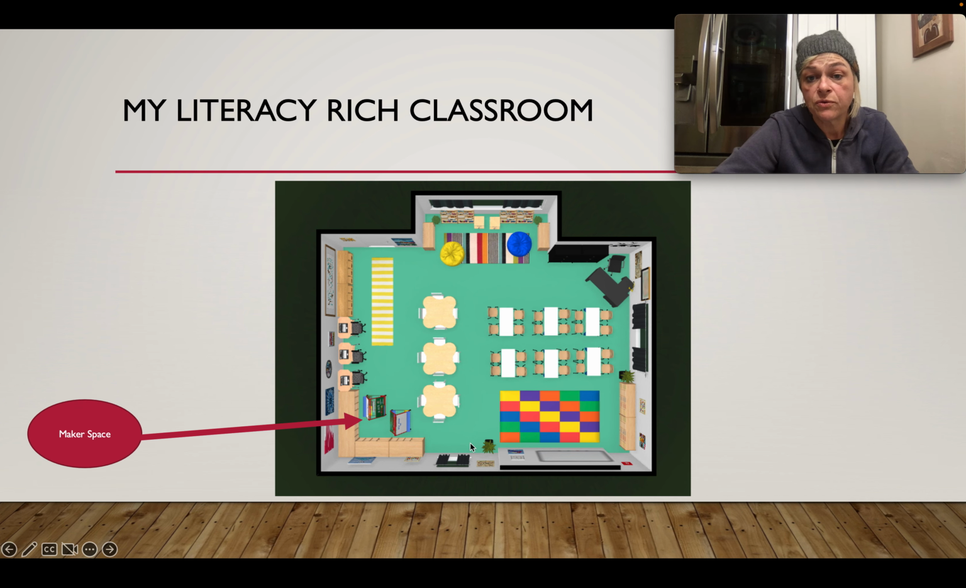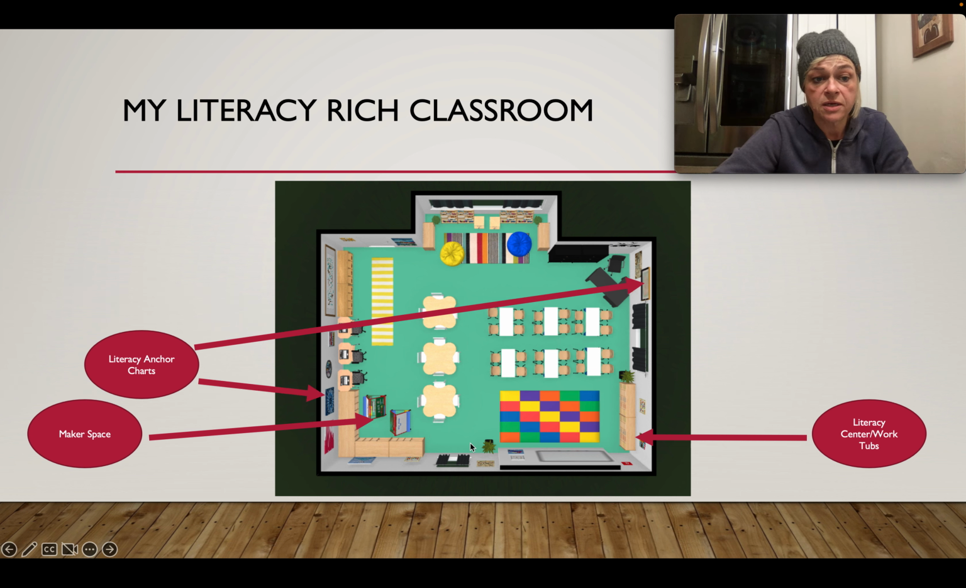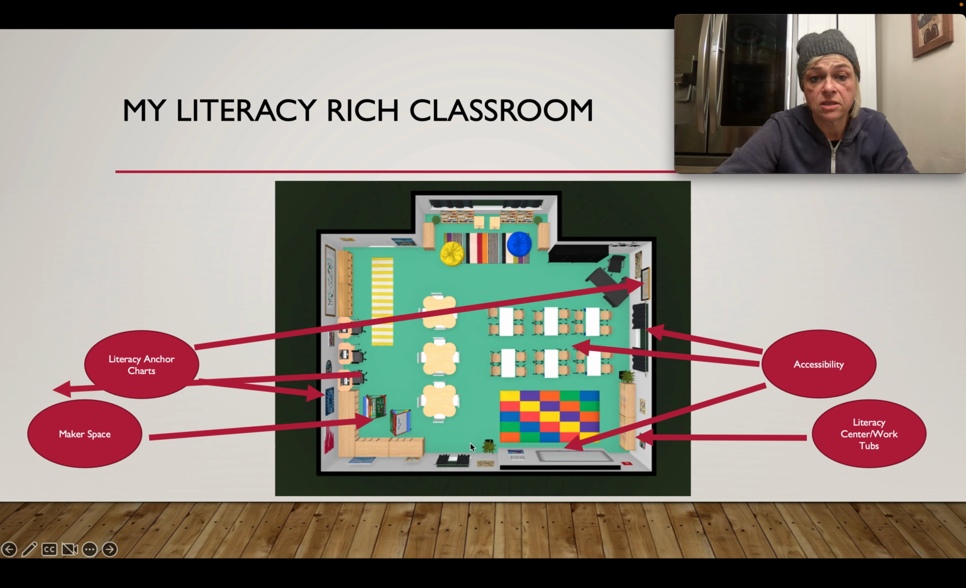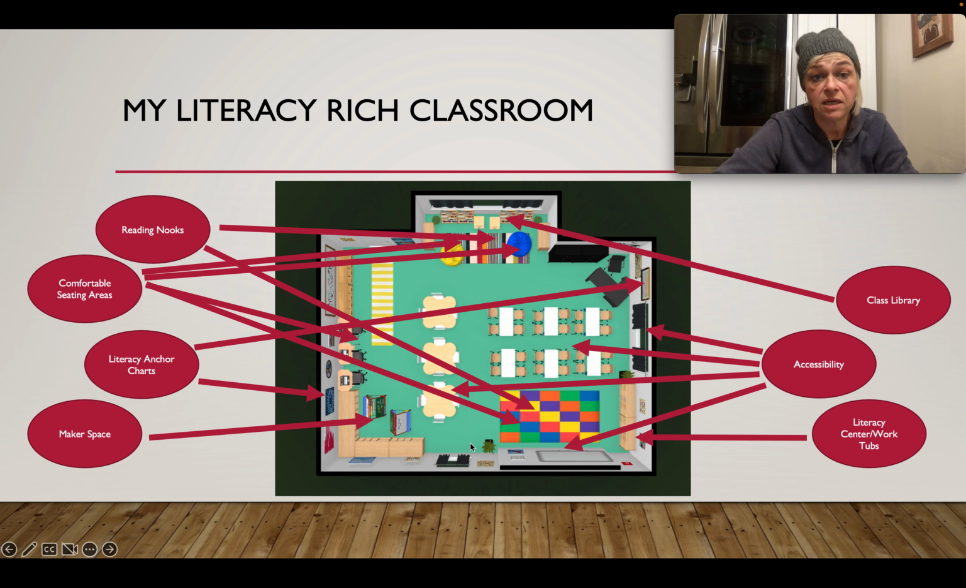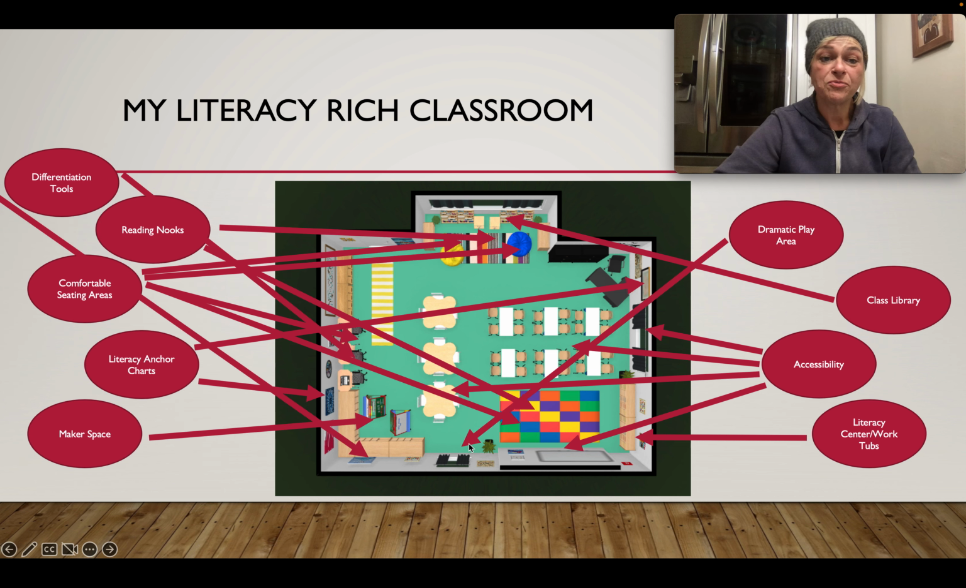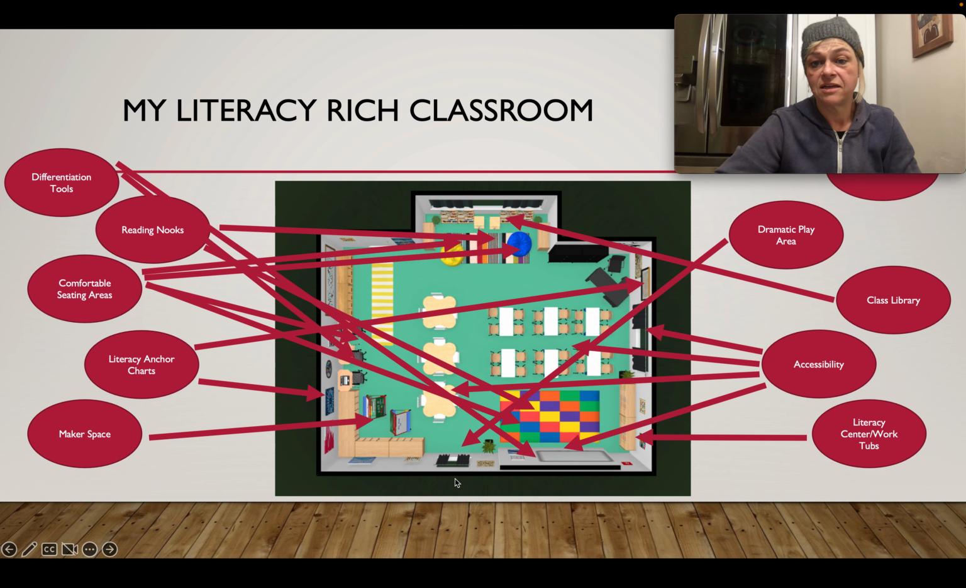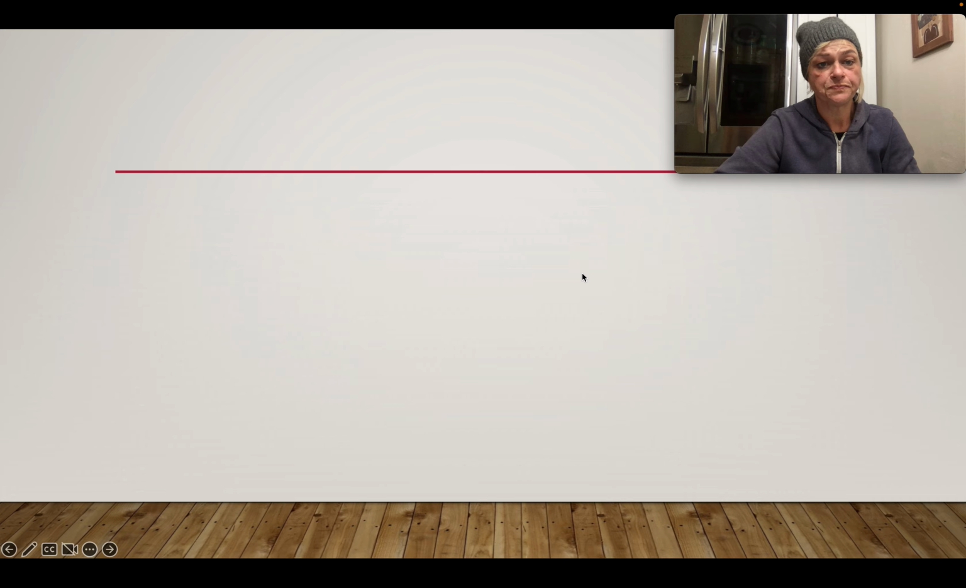So I'm going to move through these quickly just to show you where things are. We've got the anchor charts and the accessibility and the makerspace and the literacy tubs and the comfortable seating and the library and the dramatic play area and different differentiation tools, and a writing center.